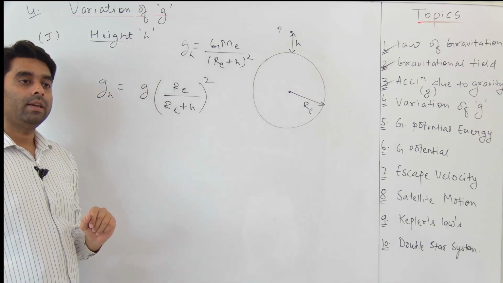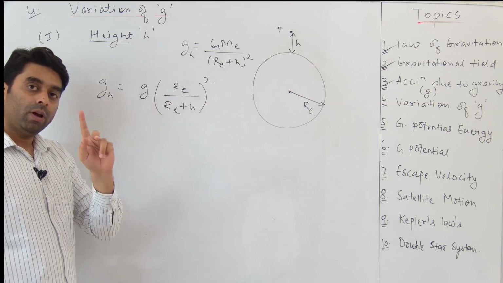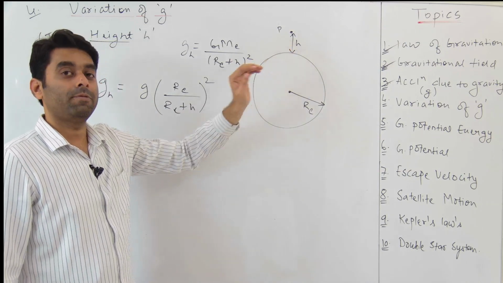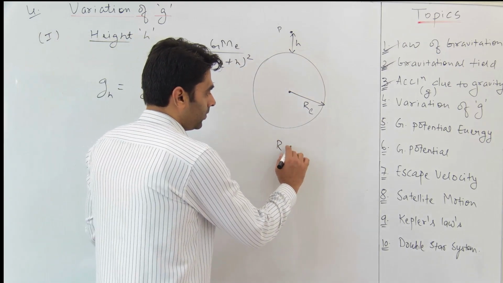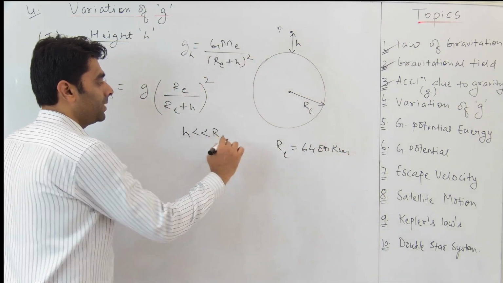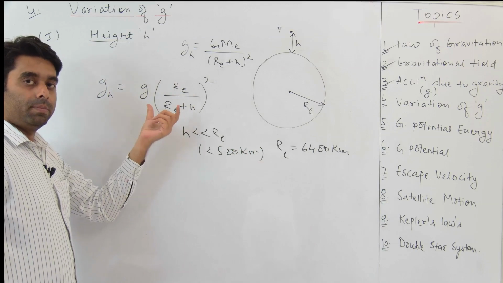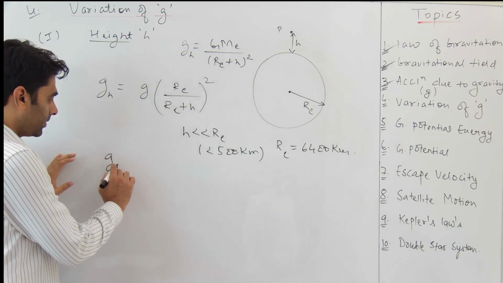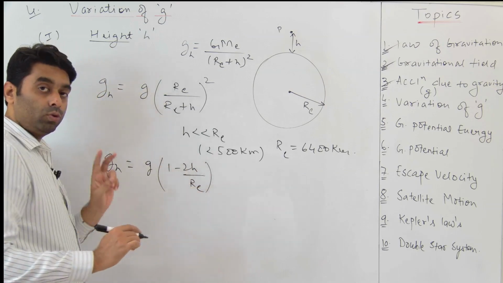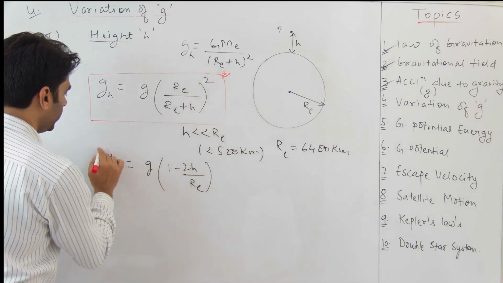Now there are many confusions regarding which result to use. There is one more result. Suppose the height of the point from the surface is small; the radius of Earth is 6,400 kilometer, and if h is very much less than R_E, that means we are talking about less than 500 kilometer. For less than 500 kilometer, the binomial approximation is used in this result, and we get g at height h equals g times (1 minus 2h by R_E), right? So we have got two results here. First is this, second is this one.